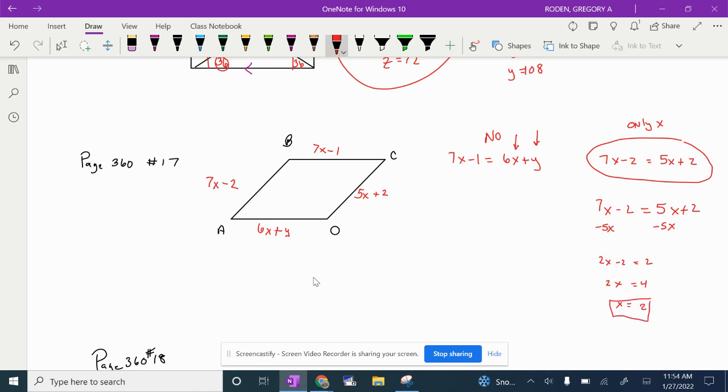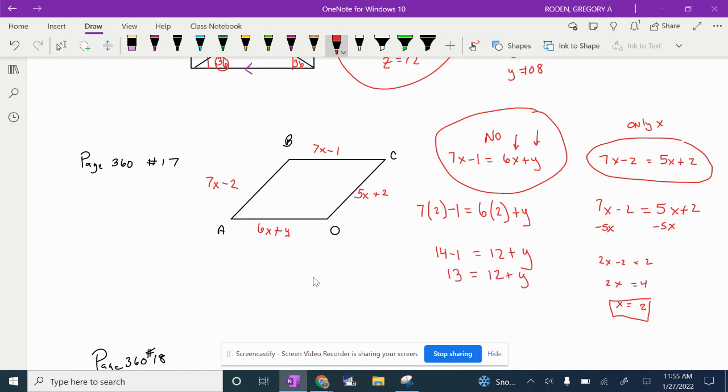Okay. So now that I know that x equals 2, I can plug it into this equation right here. So I have 7 times 2 minus 1 equals 6 times 2 plus y. Well, 7 times 2 is 14, so 14 minus 1 equals 12 plus y. And then 14 minus 1 is 13, so 13 equals 12 plus y. We'll subtract 12 from both sides, and I believe we get y equals 1.